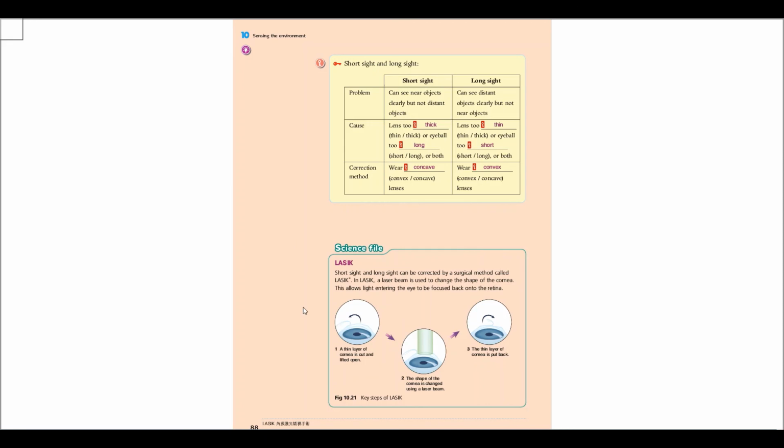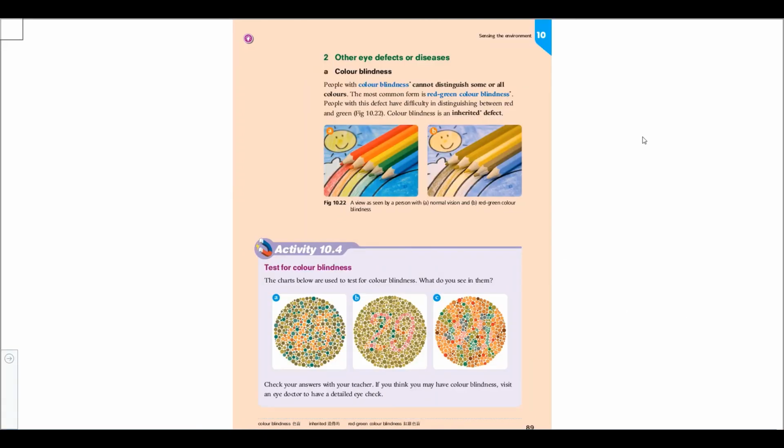And for the science file, it's just another technology to correct the problem of short sight and long sight. So if you have interest, you can read it. So it's exactly like a little surgery, to change the thickness of your lens to help correct the problem. So apart from short sight and long sight, there are actually other eye defects or diseases.